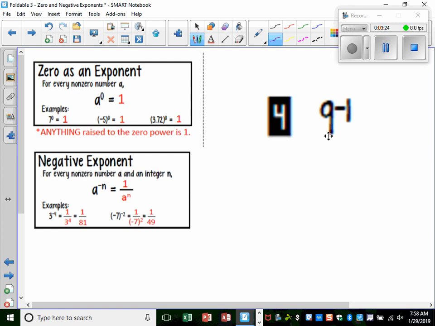All right, number 4. So this is at the top. Okay, so again, think of that invisible 1 down here. So when I reverse it, it's just 1/9.